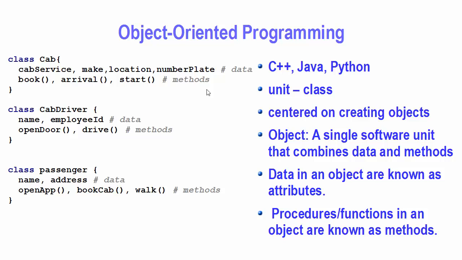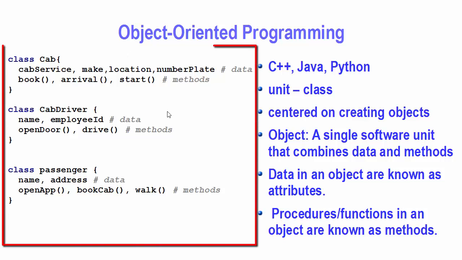Now let's look at the object-oriented approach of doing things. In object-oriented programming languages like C++, Java or Python, the basic unit is class. If we take the same example of a passenger who wants to travel from one place to another using a cab service, using object-oriented thinking, which depends upon the creation of objects, we can create different kinds of objects. For example, for a cab we can create a class called cab, then we can create a class for cab driver, and the third class for a passenger.